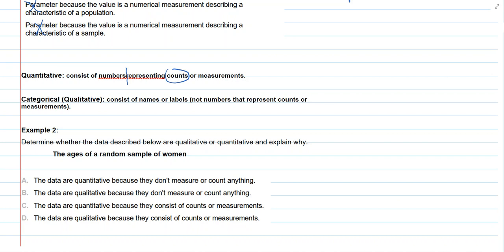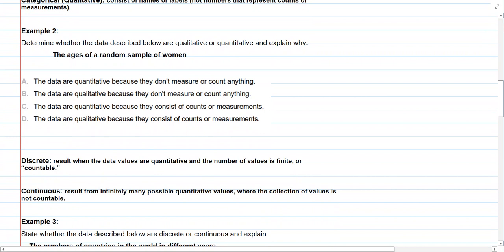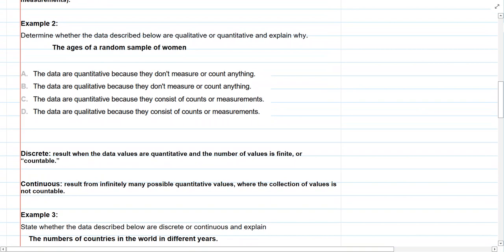All right, so here we have an example. It says determine whether the data described is qualitative or quantitative. The ages of a random sample of women. All right, so this one, is it quantitative? Well, yes, it's a count of ages. It's a count of ages.